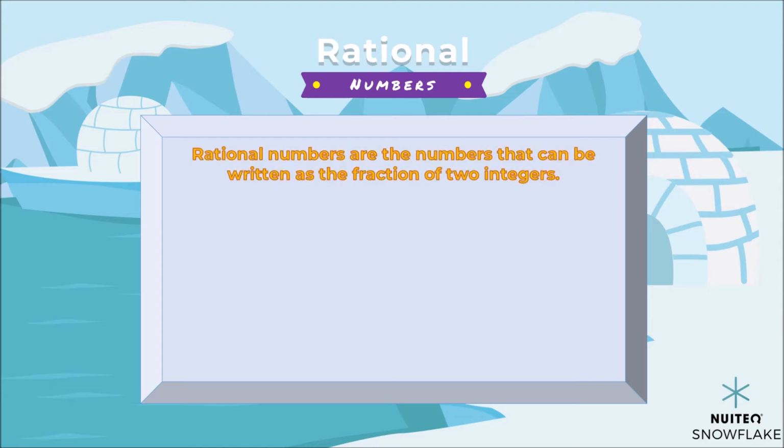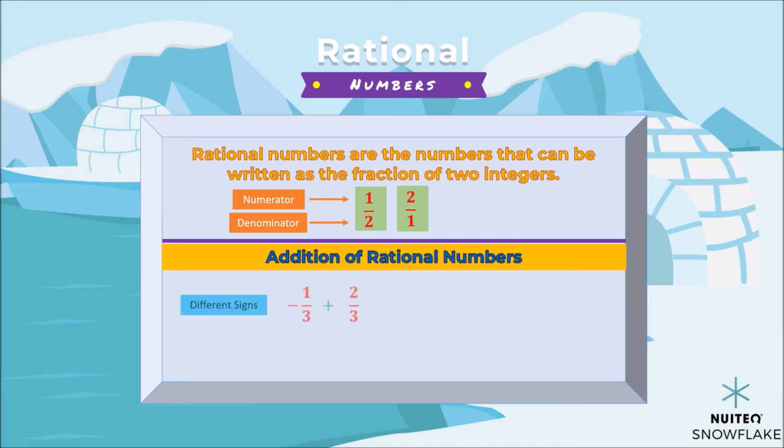Rational numbers are the numbers that can be written as the fraction of two integers. For example, a half is a rational number, and so is 2, because it can be rewritten as 2/1. All of these numbers are made up of two integers, one in the numerator and the other in the denominator. First, let's add rational numbers with different signs.